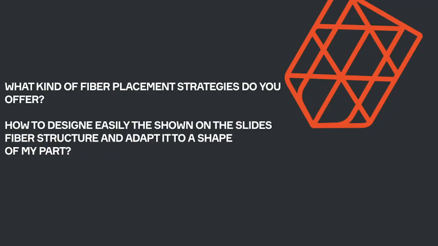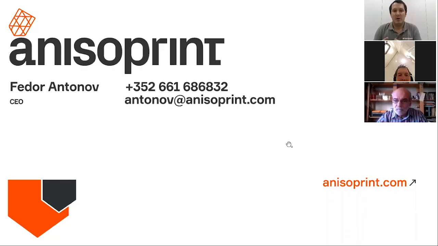What kind of fiber placement strategies do you offer? How to design easily the fiber structure shown on the slides and adapt it to the shape of my part? So you first design a 3D model, and then you open this 3D model in Aura software. And in Aura, you can have different fiber placement strategies, which are namely the reinforced perimeters. So in every layer, you can define any number of fiber perimeters or fiber infill. Fiber infill is what's left when you subtract the perimeters.